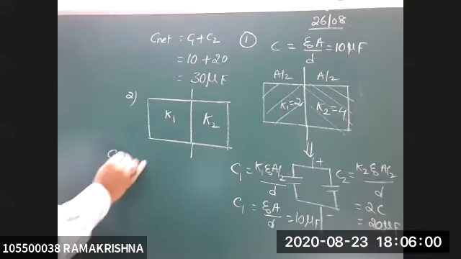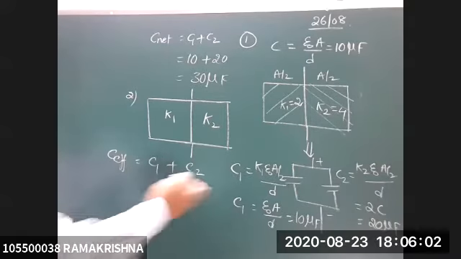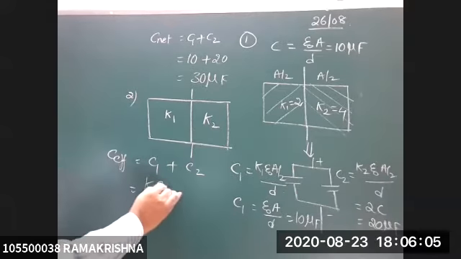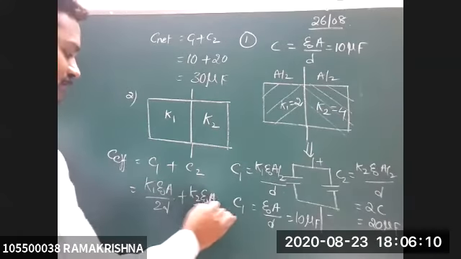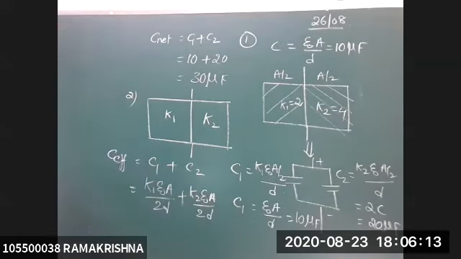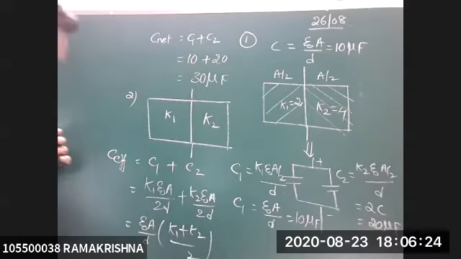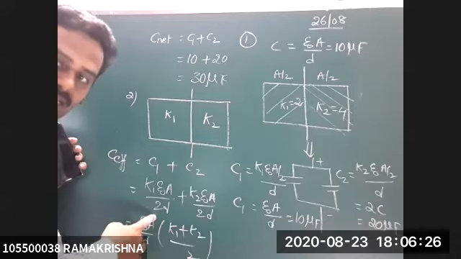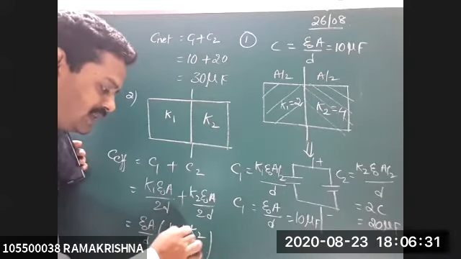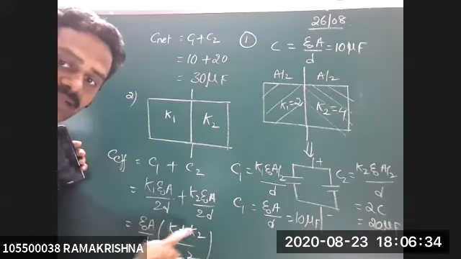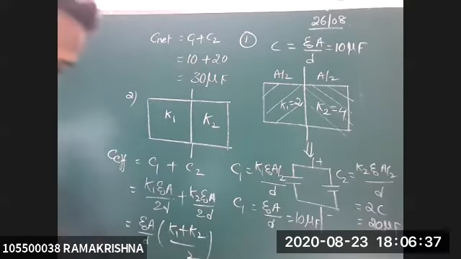So C effective is taken as C1 plus C2, and the value of C1 is K1 epsilon naught A divided by 2d, plus K2 epsilon naught A divided by 2d, right? Both terms have epsilon naught A by d in common. It is equal to epsilon naught A by d times K1 plus K2 divided by 2. What is the standard form for the capacitance? It is epsilon naught A by d times the dielectric constant. So what is the effective dielectric constant in this case? K1 plus K2 by 2 is the effective dielectric constant, right?